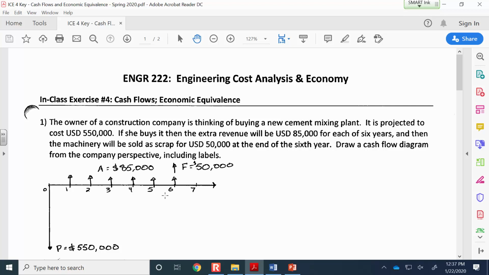And by the way, on a problem like this, you should not only put the labels like A, F, and P, but you should also put the numbers to indicate how many arrows there are, so that you or whoever's looking at your problem doesn't have to count and try and remember how many years there are. So be sure and put the numbers as well.